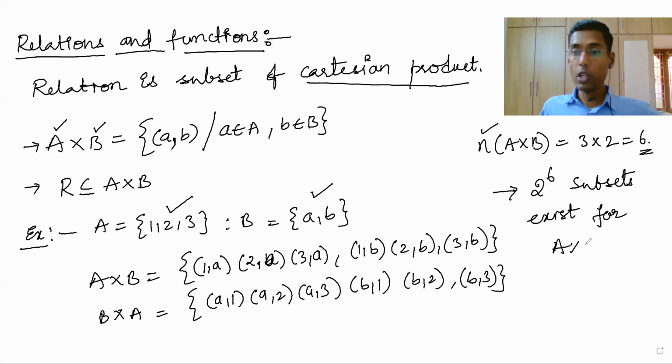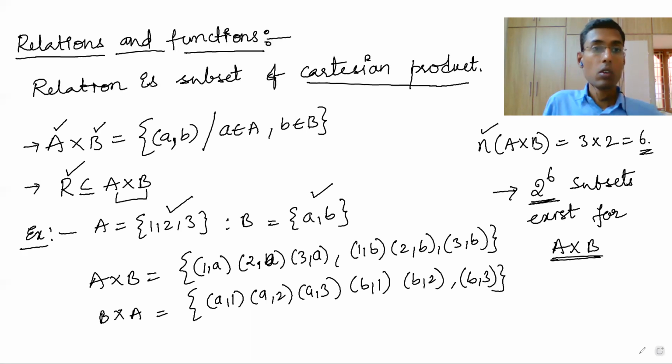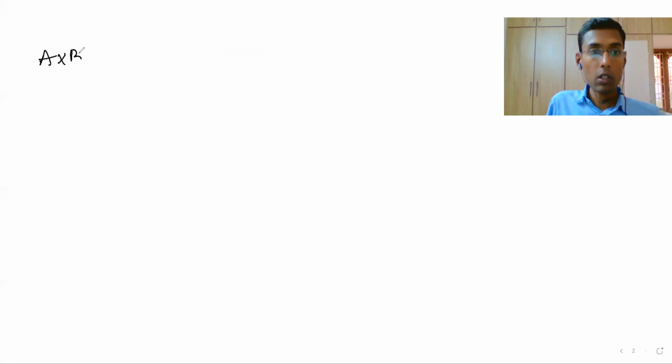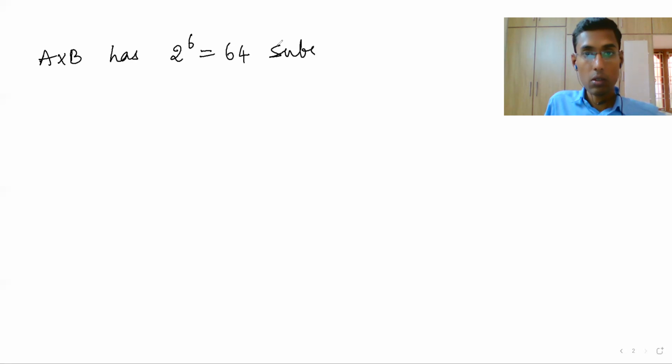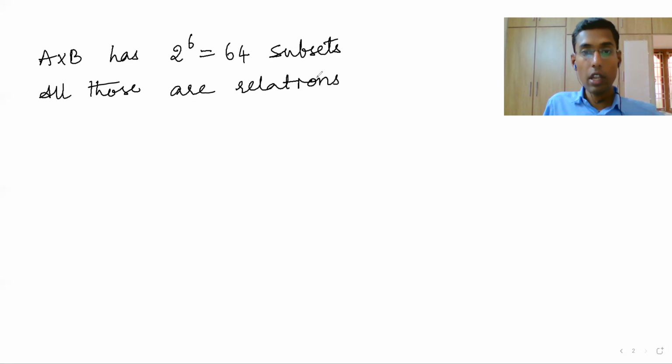For A cross B, how many subsets exist? 2 to the power of 6, that is 64 subsets exist. All those are relations from A to B.